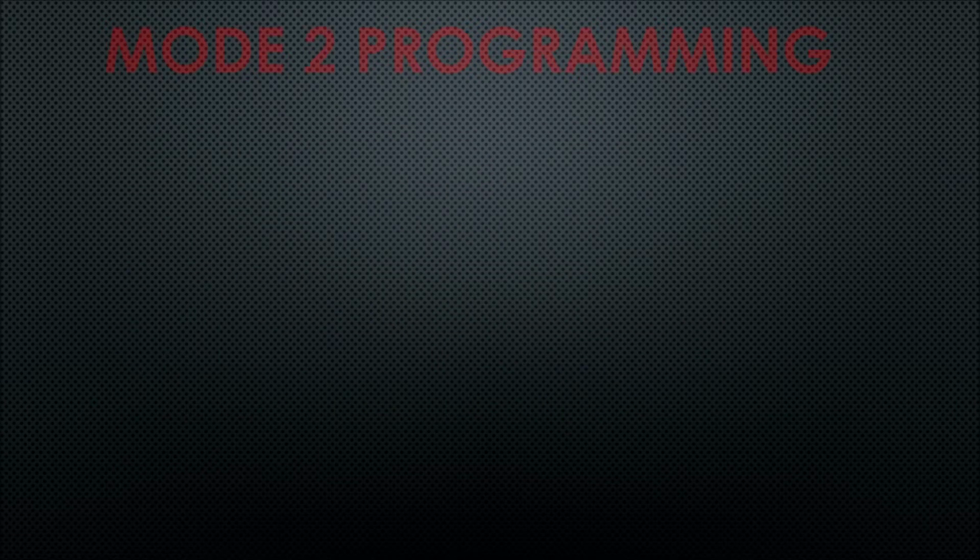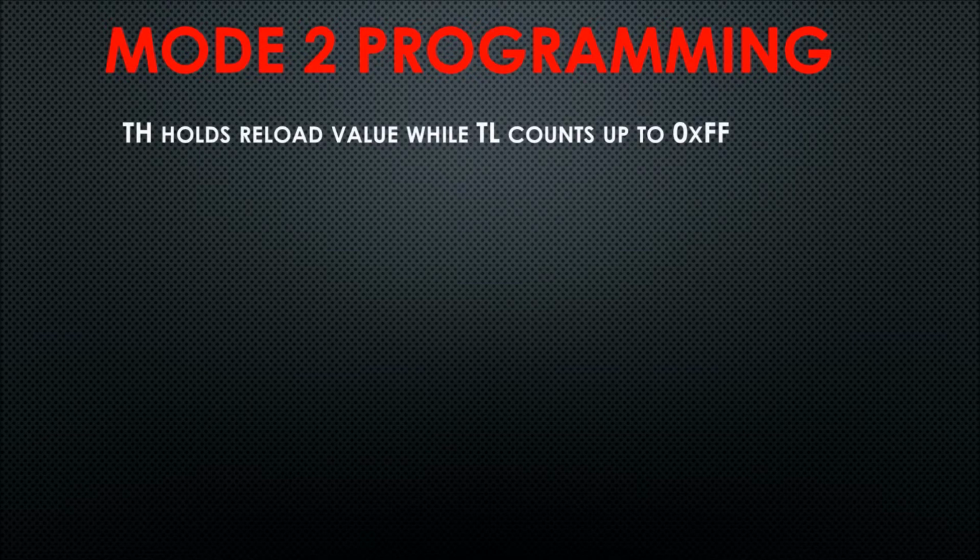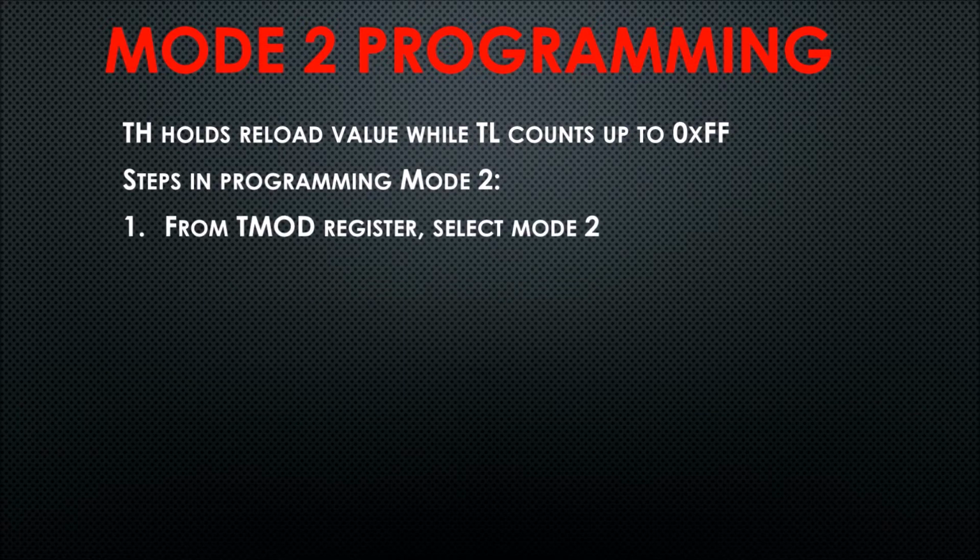Now let's have a look on timer mode 2. As I explained before, mode 2 has auto reload feature. In this mode, timer can count up to hexadecimal FF. TL is used for counting while TH holds reload value. Let's have a look on sequence of operations performed for handling timer mode 2.